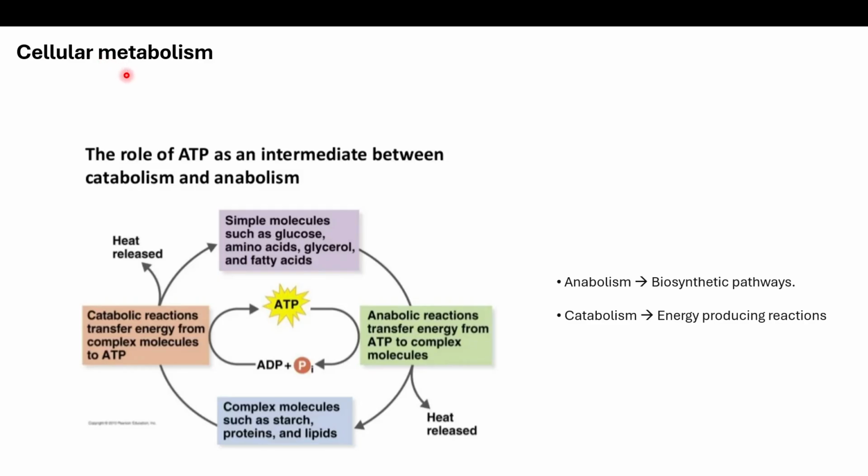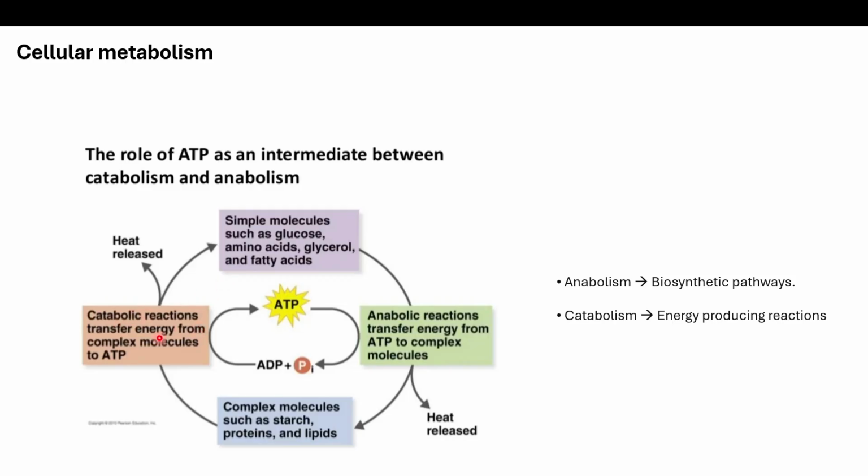So when we talk about cellular metabolism, it can be of two types, anabolism and catabolism. Anabolism basically refers to the biosynthetic pathways, that is building something up, and catabolism is basically breaking complex molecules down into simpler molecules, which also releases energy.